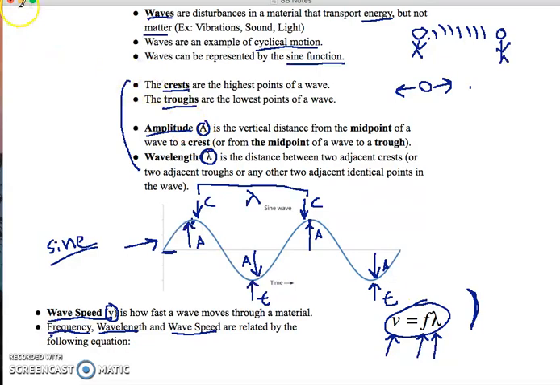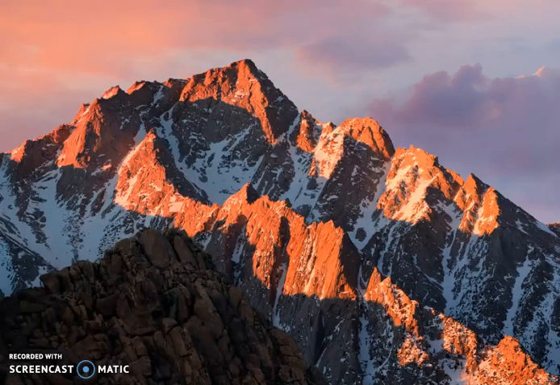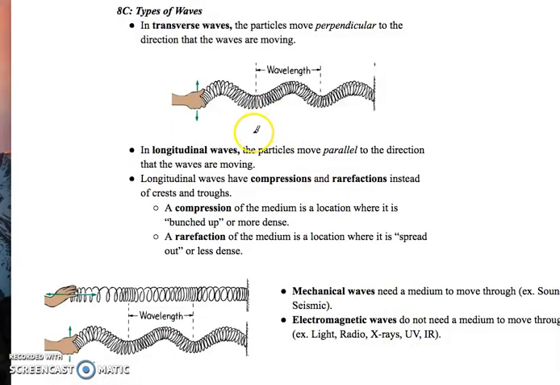Okay, so we'll move on to 8c. So 8c is going to be types of waves. Here you go. 8c is going to be looking at, you have some idea what a wave is. Now we're going to talk about what types of waves there are. So one type of wave is transverse waves, where the particles are moving perpendicular to the direction the wave's moving.